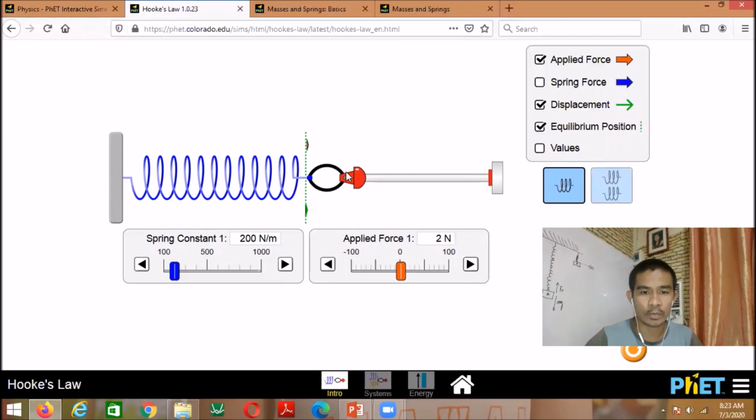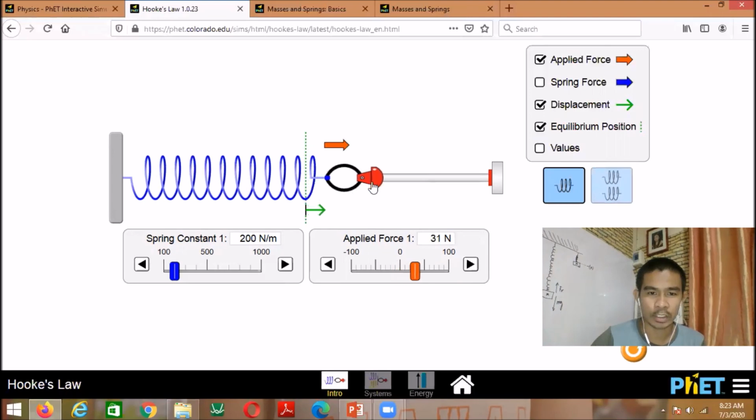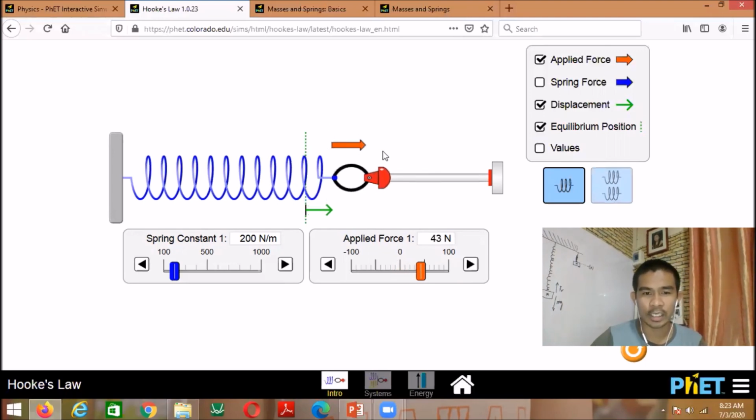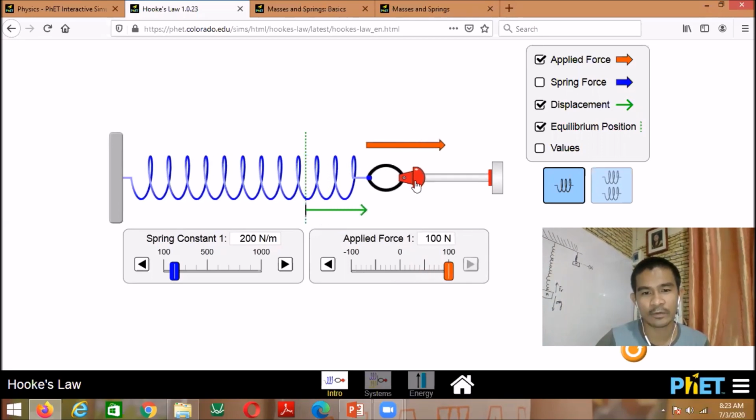Right. So this is the equilibrium position of the spring, or the position where the spring is not yet disturbed. If I'm going to apply force to stretch the spring, the red line indicates the direction of the applied force to stretch the spring, and the green line indicates the distance moved or stretched by the applied force to the spring from the equilibrium position. So as I increase the applied force, there's also increase of the displacement from the equilibrium position.